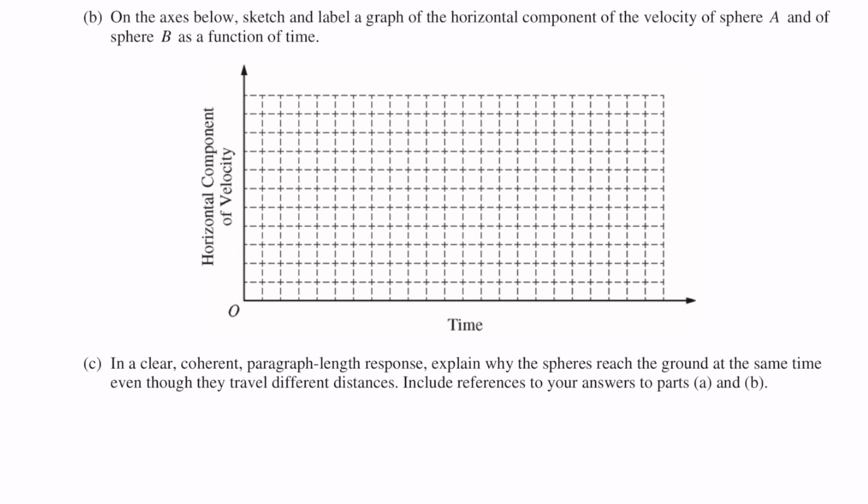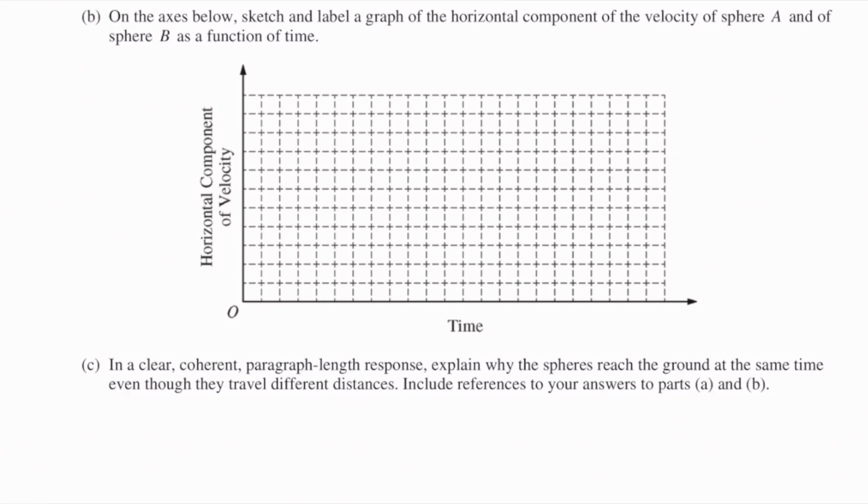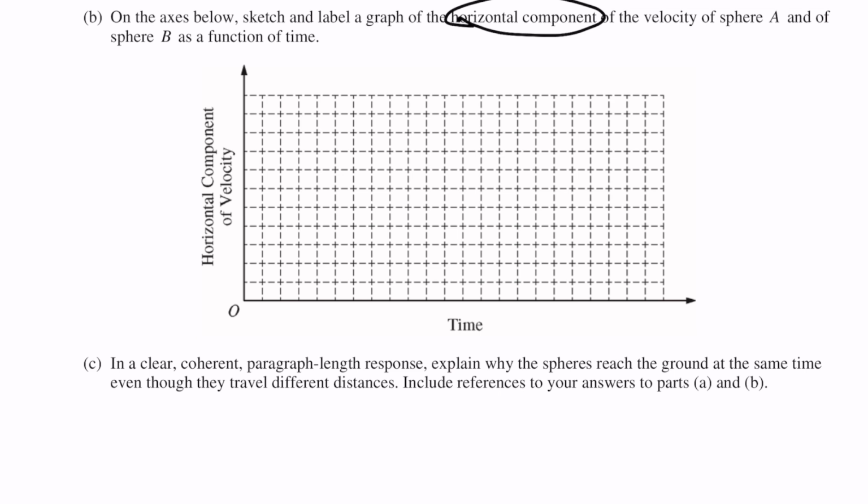Now, moving on to the second question. The second question asks us to sketch and label a graph of the horizontal component of the velocity of both A and B as a function of time. So let's start off with A, since that seems a little bit easier. As we can see if we go back to the problem, A had no initial horizontal velocity given to it. So A, no initial horizontal velocity.